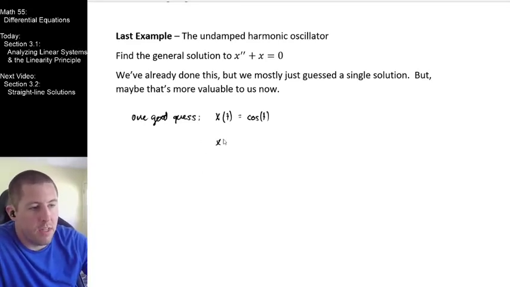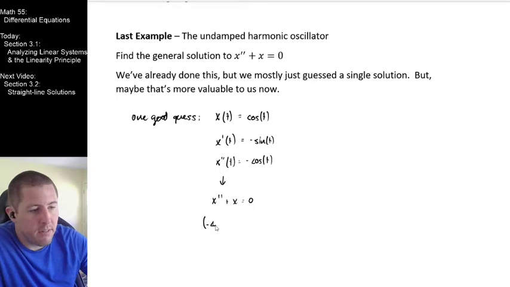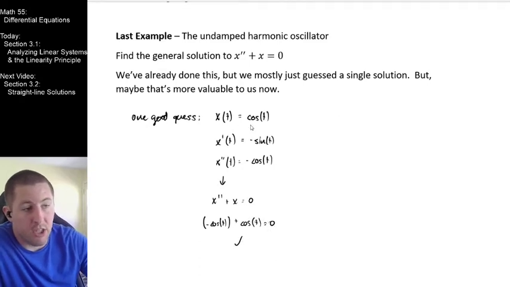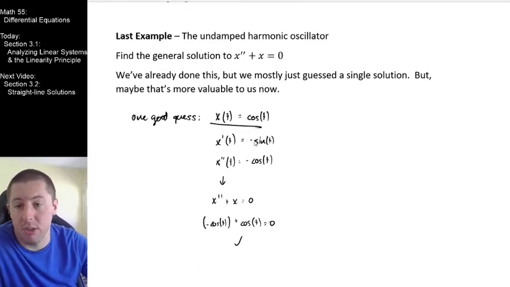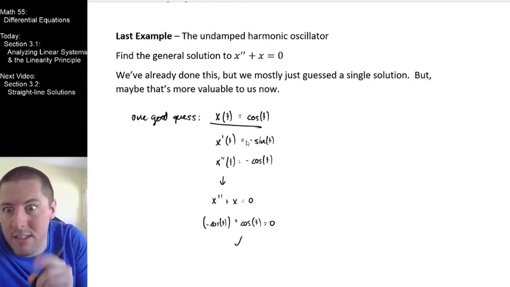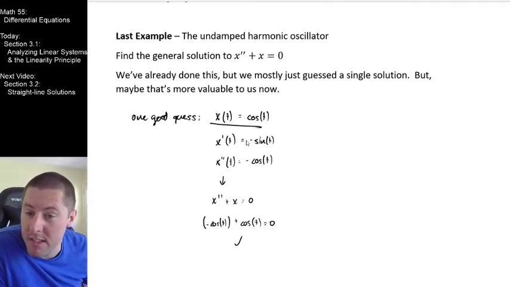And the reason I think that's a reasonable guess is because x prime of t is going to be, cosine's derivative is negative sine, and therefore x double prime of t is going to be negative cosine, and therefore x double prime plus x equals 0 is really just giving us negative cosine of t plus cosine of t equals 0. So it looks like that's a good guess right there. That's a solution. That's one solution. How many solutions do you really think there are to this differential equation?